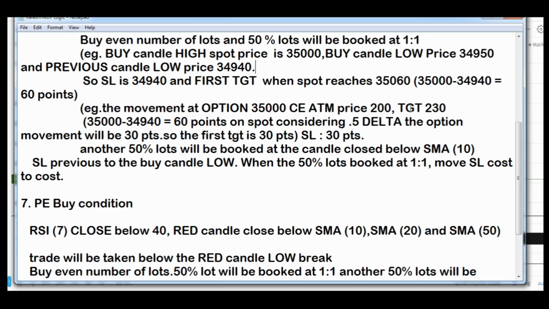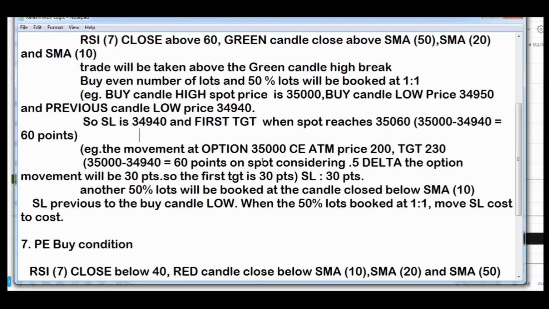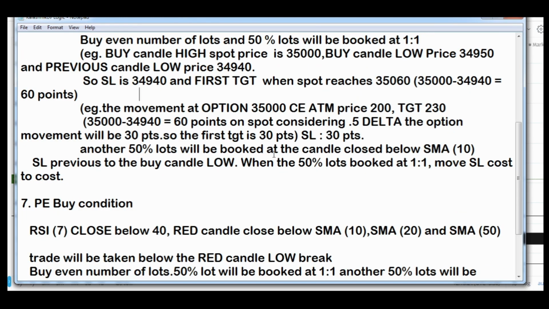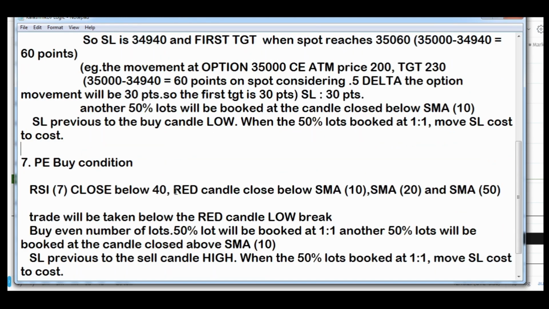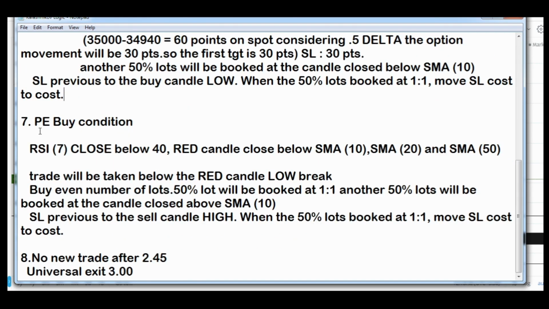Yes, so this is the same thing which I have told, when to book 1 lot and how to trail. Trailing should be below SMA 10, and whenever 1 lot target booking is done, move SL of the other lot to cost. In the same way for the put side, RSI closes below 40 and a red candle closes below the 10, 20 and 50 SMA. No new trades after 2:45 PM and exit all trades at 3 PM.